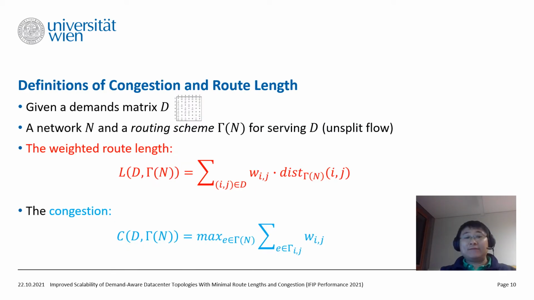Now we come to define the congestion and the route length. Given a demand matrix D, we find a network N and a routing scheme for serving D on N. For each pair of nodes, we take their communication distance, multiply it by their communication intensity, and sum over all the pairs. This is our routing length. And to define the congestion, we find the highest load incurred by the current routing scheme. This is our congestion.